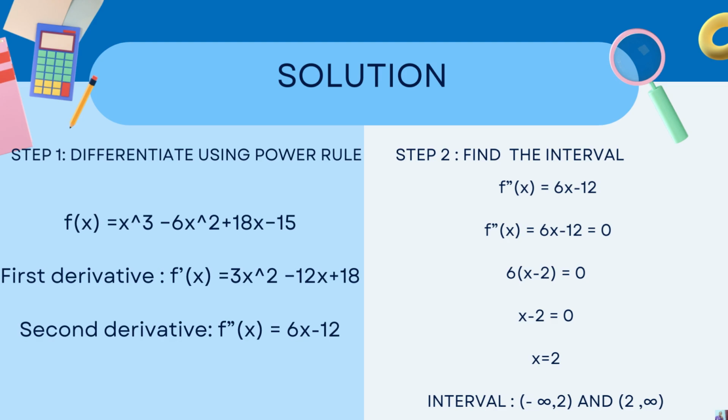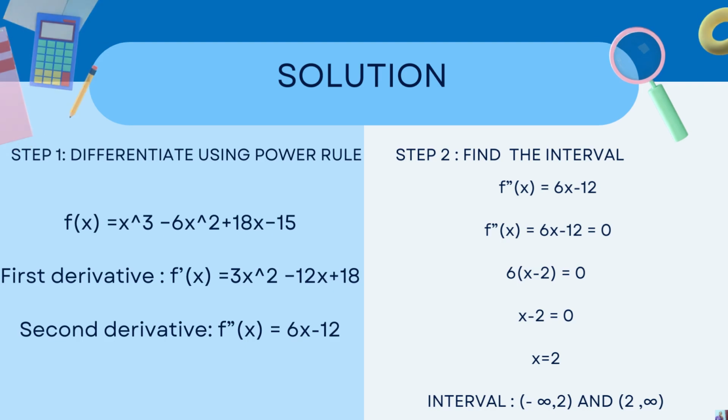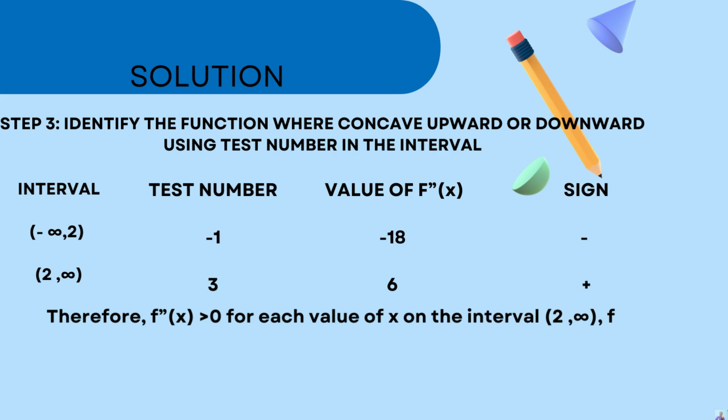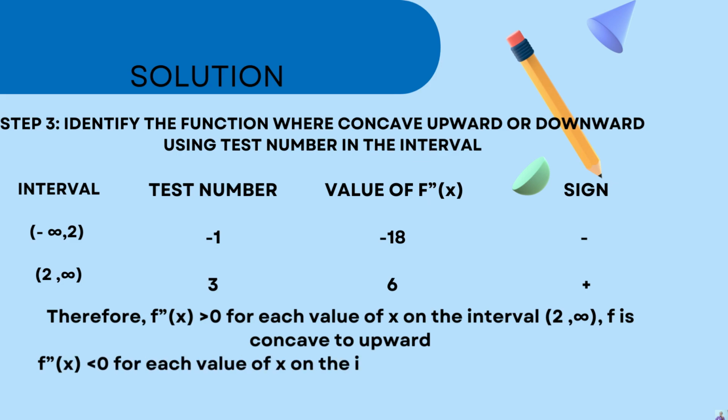The second step is to find the interval. So we get x = 2. Therefore, our interval is (negative infinity, 2) and (2, infinity). Then we need to identify whether the function is concave upward or concave downward using a test number in the interval. So we use the intervals (negative infinity, 2) and (2, infinity).